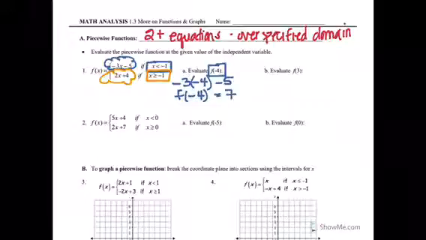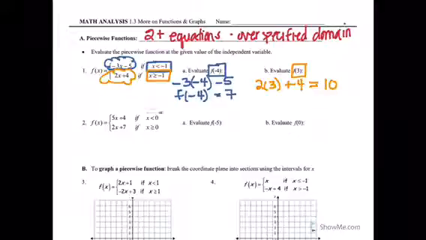Let's take a look at the second one, f of 3. F of 3 is in the yellow domain, values that are greater than or equal to -1. So we'll plug 3 in here, and of course we're going to get 10. Okay, let's go down and look at the next ones.